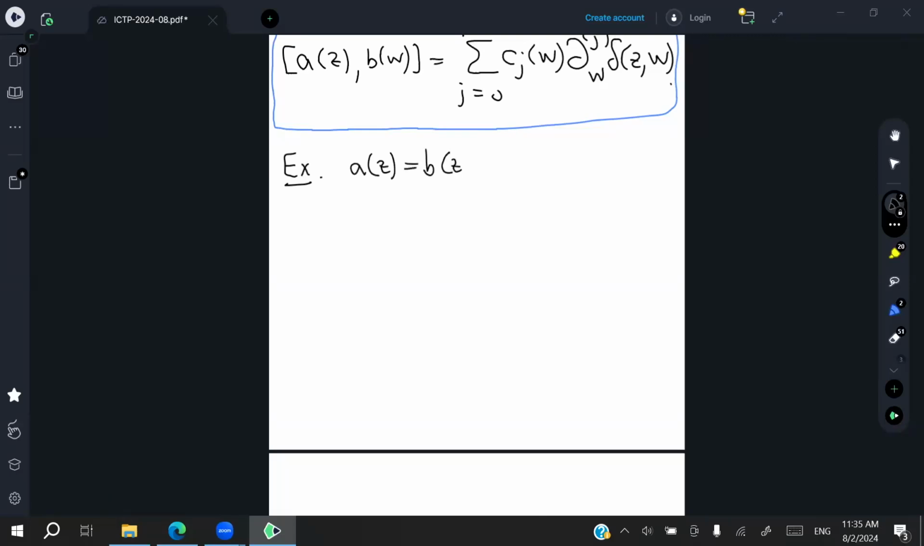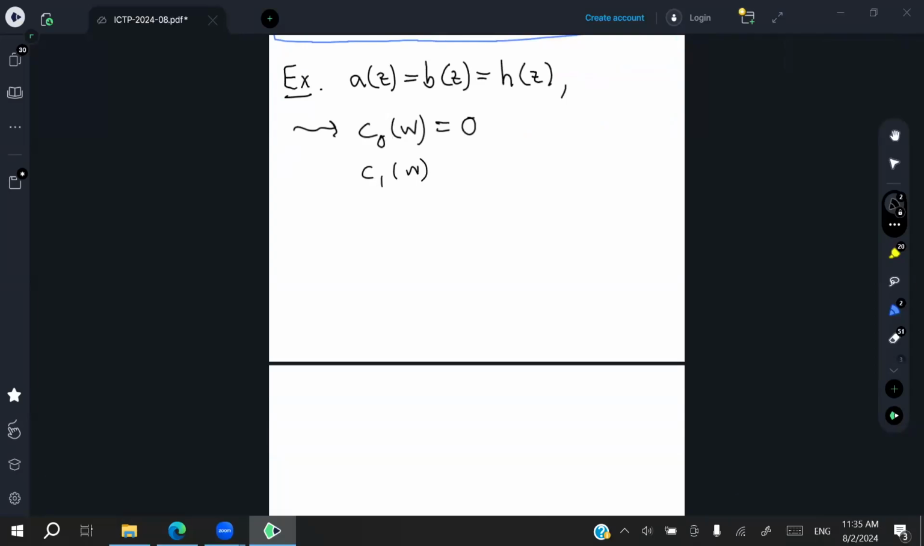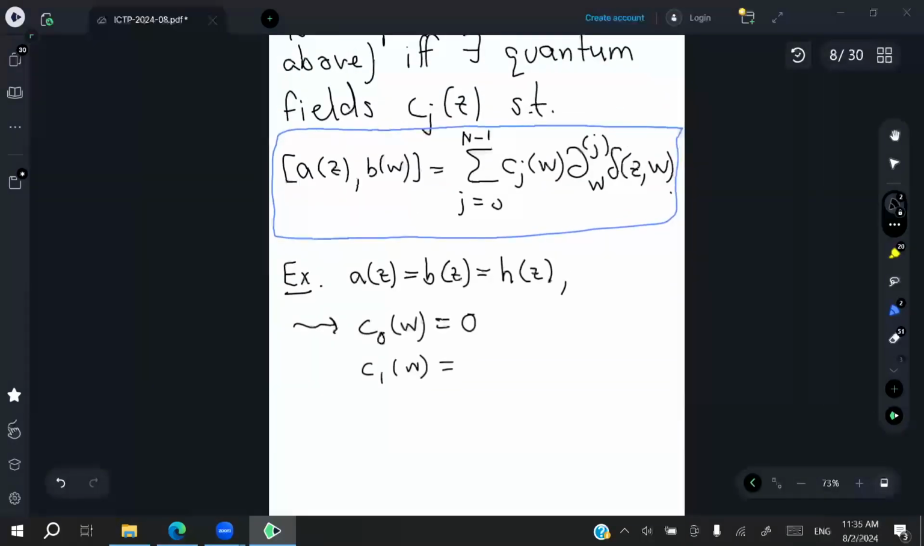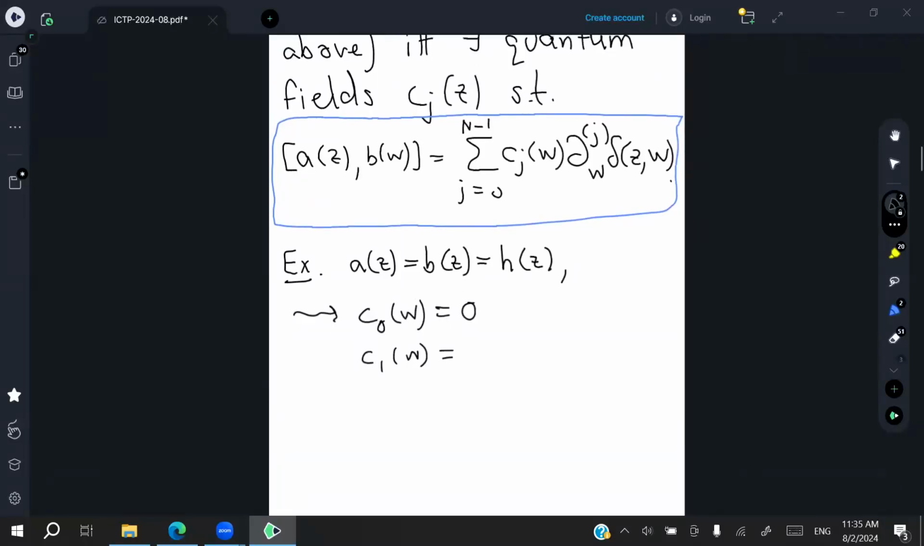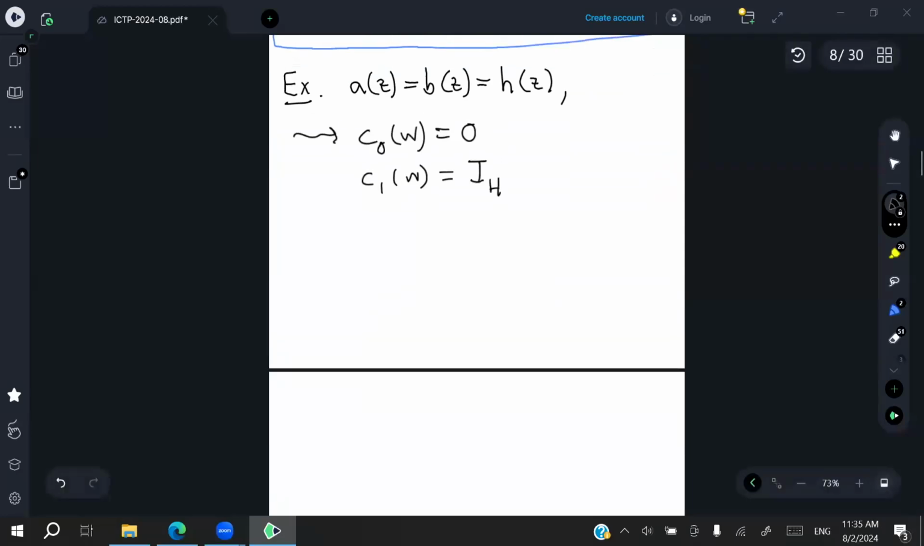A of z is B of z is H of z. Then what we found is that C0, there is actually no C0 term, but there is a C1 term, right? Because what we found was the first derivative of the delta function. And C1 was really just IH, okay? So this is sort of a trivial example of a quantum field. It's just a constant endomorphism concentrated in 1 degree. So it's very obviously a quantum field. Constant quantum field.